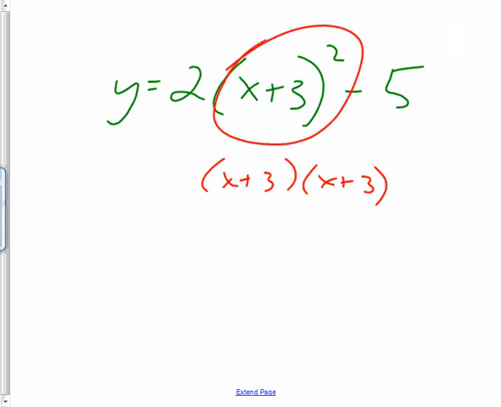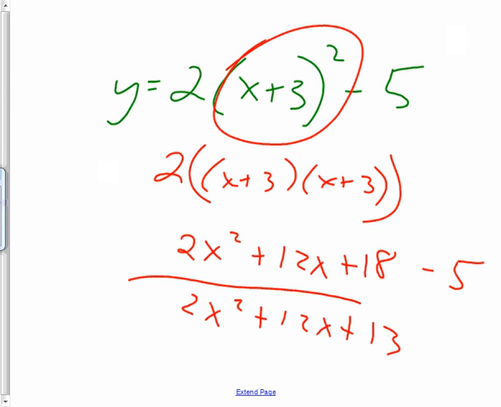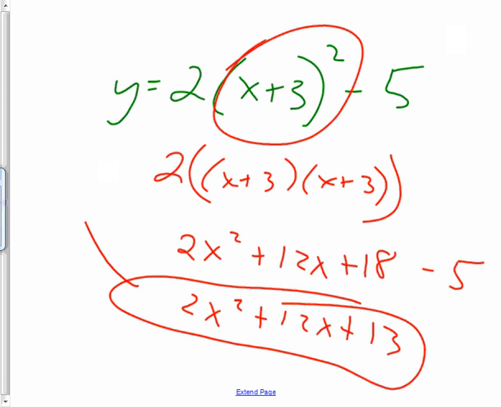Then, after you got that part done, you want to times everything by 2. All of this stuff. 2x squared plus 12x plus 9 times 2 is 18. Then, at the very end, you slap on the minus 5. And then that can be put with the 18. Final answer, 2x squared plus 12x plus 13. That is the answer to that, except I forgot my y.